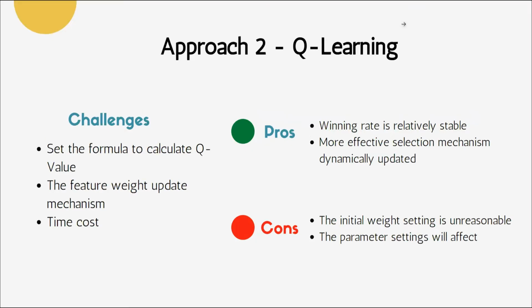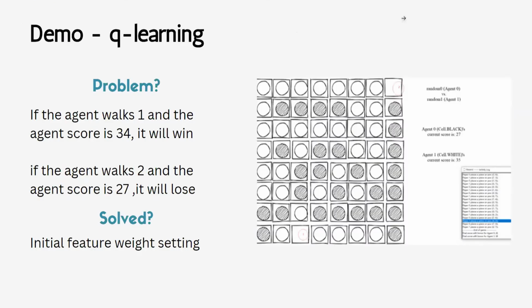In the Q-learning algorithm, as the number of iterations increases, the agent becomes more stable in the environment. However, the initial feature weights and the reward parameter settings are unreasonable, which may lead to a low winning rate. In the example of this experiment, it can be seen that if the last two moves are 1, the agent score is 34, and it will win. If it moves to 2, the agent score is 27, and it will fail. Therefore, the winning rate will be greatly reduced, from which we can analyze our calculated reward at that time.